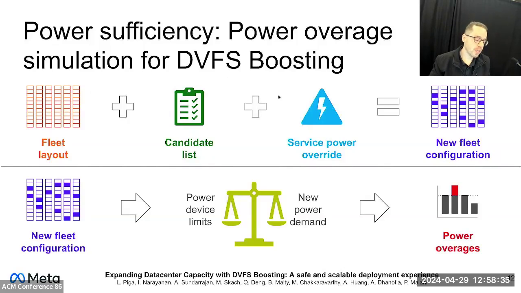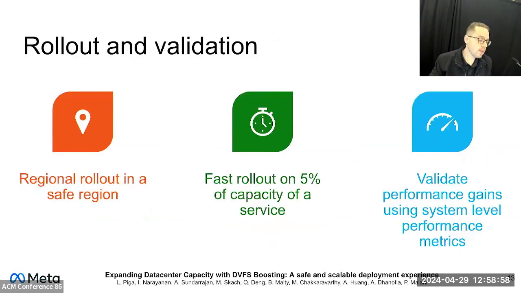So we combine these things, and now we have a new configuration of the fleet. Based on this new configuration, we know the hierarchy of our power distribution, and we figure out which ones are going to have more risk of power capping, which we call power overages. If there are some power overages, we mitigate with the techniques that I commented on before. Then we need to make sure this is actually going to work.